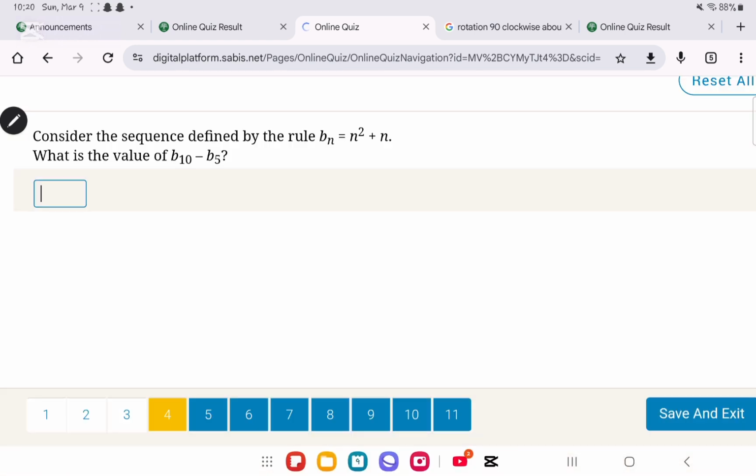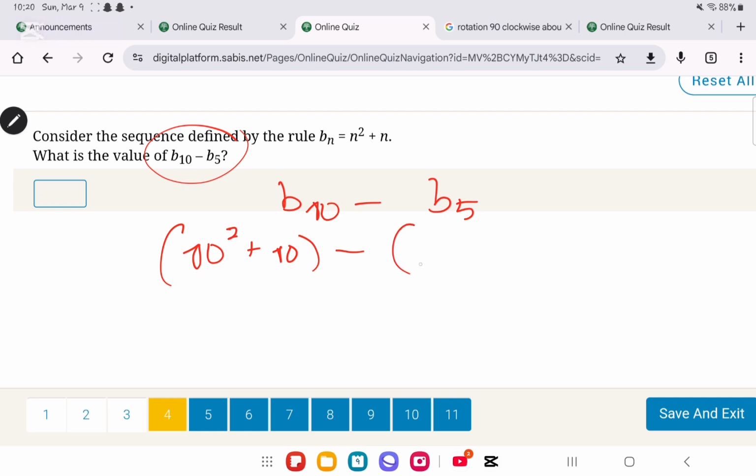We move on to question number 4. Consider the sequence defined by the rule Bn equals n squared plus n. They need B10 minus B5. Very simply, B10 minus B5. B10 is going to be 10 squared plus 10, minus B5, which is 5 squared plus 5. Put it on your calculator: 10 squared plus 10 minus (5 squared plus 5). You are going to get an answer of 80.